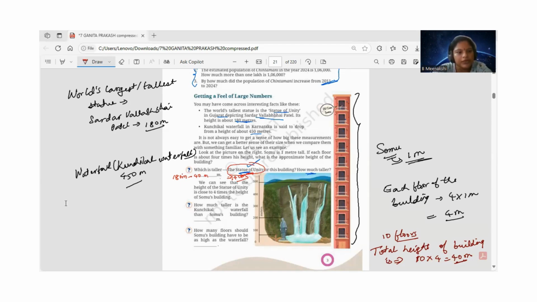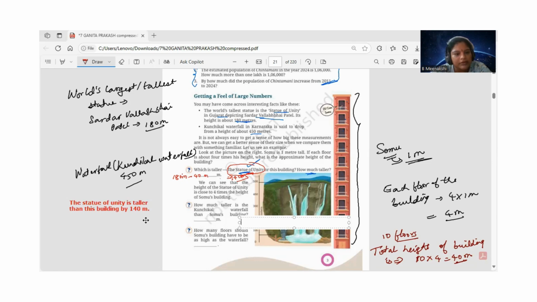The Statue of Unity is taller than this building by 140 meters. This is the answer for the first question. Next, how much taller is the Kunchikal waterfall than Somu's building?